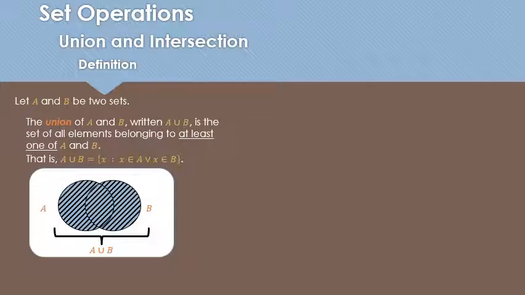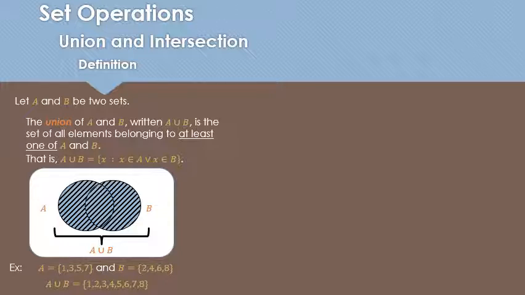And it looks like this. A and B are these blobs, using the Venn diagrams, and the shaded region is A ∪ B. So everything that's in A and everything that's in B is all included in A ∪ B. An example of this: what if A is {1, 3, 5, 7}, and B is {2, 4, 6, 8}? Then the union would be all the elements that are in either A or in B. Therefore, A ∪ B would be the set {1, 2, 3, 4, 5, 6, 7, 8}.